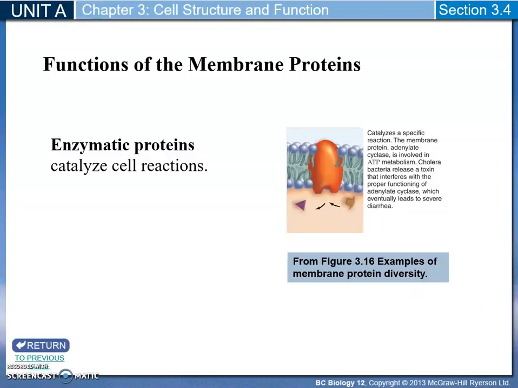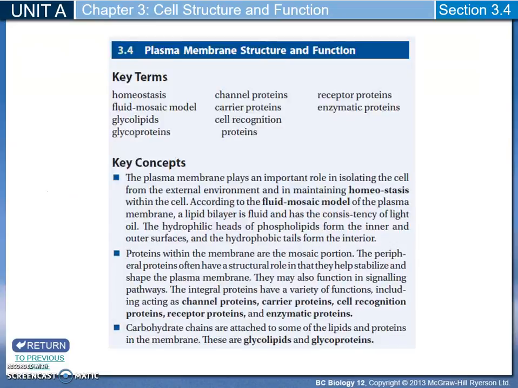So that will end our discussion then on the cell membrane and the cytoskeleton. And so here's the summary of some of the key terms and concepts that we just talked about.